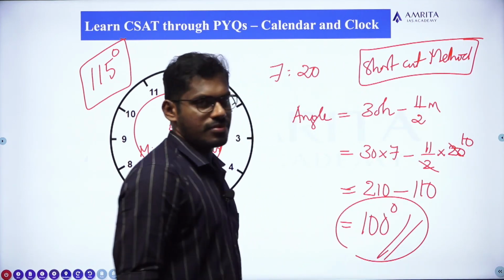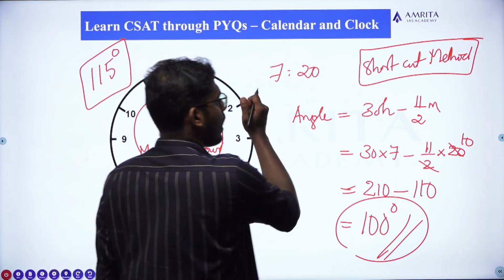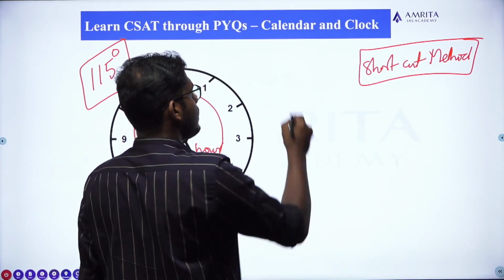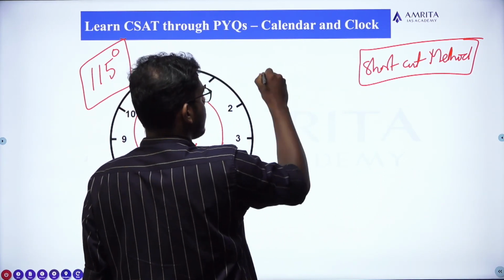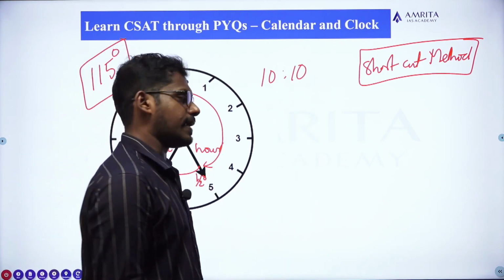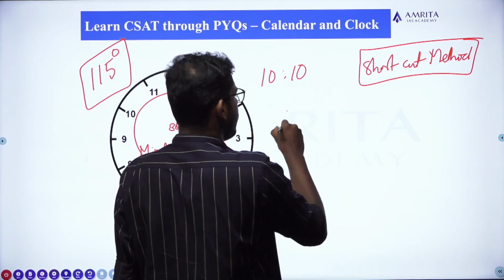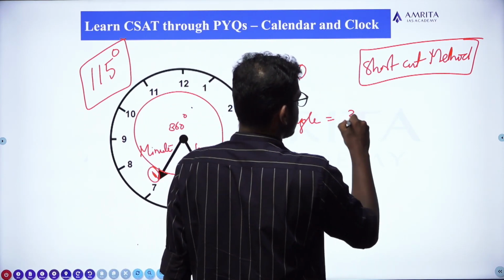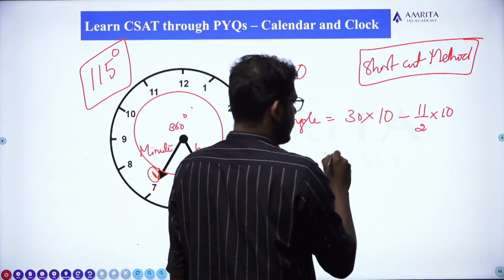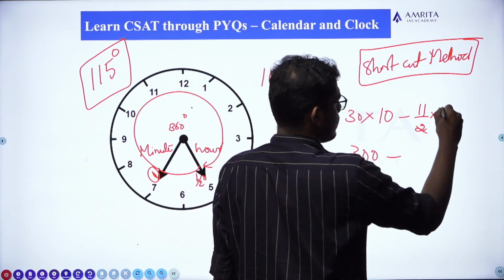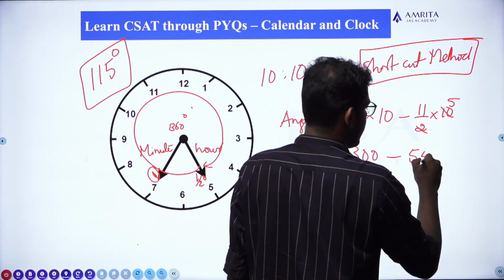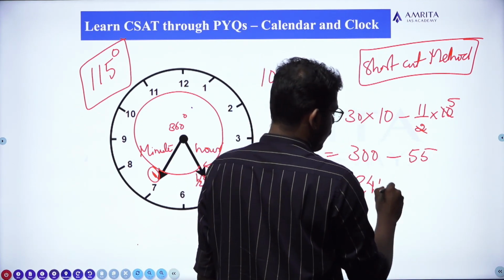Another shortcut method. Clear? But in this shortcut method you have to understand one more thing. For example, if it is asked to find the angle between hour hand and minute hand at the time 10:10, you can use this idea. Angle is equal to 30 into h, which is 10, minus 11 by 2 into 10. 30 into 10 is 300 minus 11 into 10, cancel. 11 into 5 is 55, that is 245.